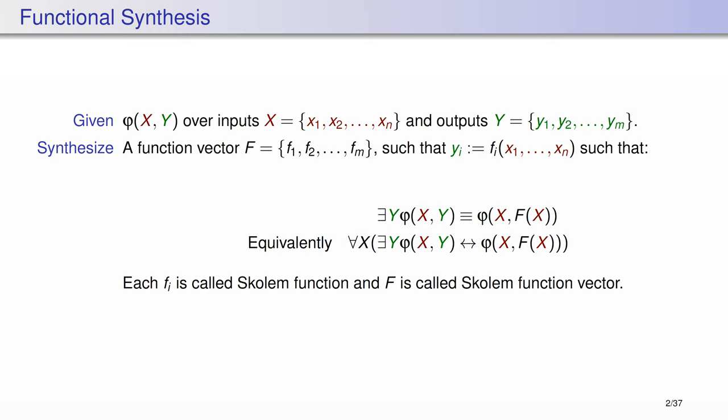This is a very classical problem. In fact, its origins go way back to Boole's original work, Laws of Thought. So this has been studied for nearly 150 years. The decidability of this problem, before computer science as we know it was invented, when the focus was on mathematical logic, was shown by Skolem in the early 20th century. Each of these functions is also called a Skolem function, and the set of these functions is called a Skolem function vector.